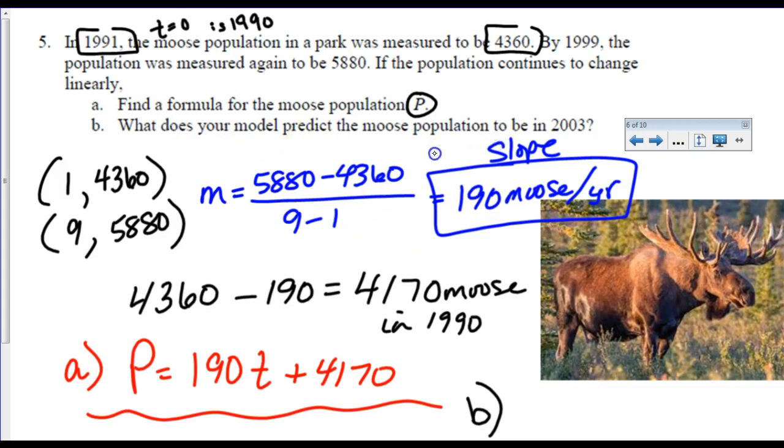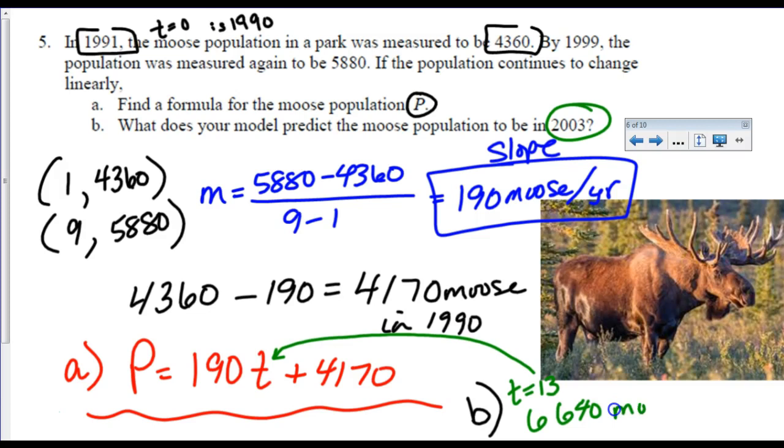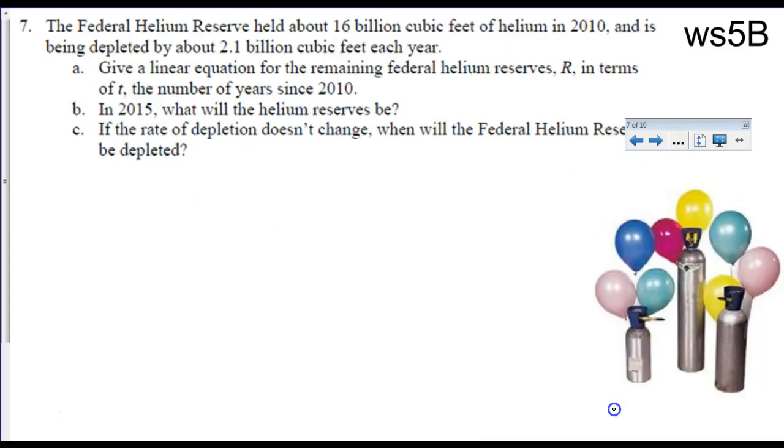What does your model predict the moose population will be in 2003? So if I started in 1990 all the way up to 2003, we are talking 13 years later. So I'm going to use T equals 13. I'll plug that in right there. And looks like we have 6,640 moose. Very good. All right. These can get complicated if you're not as familiar with the formulas, right?